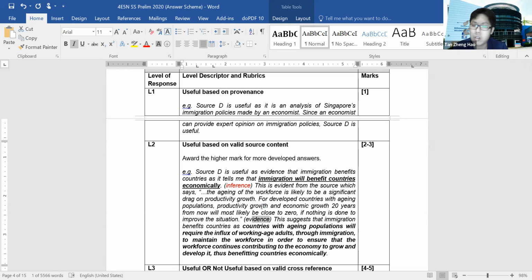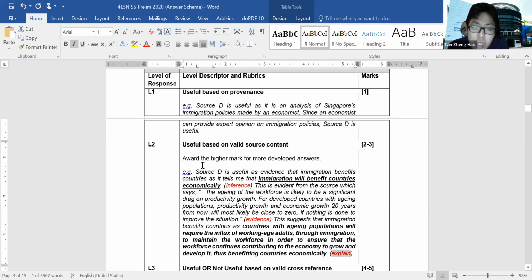Okay, again, I'm not going to spend my time reading everything. If you need to read, feel free to pause the video anytime. Okay, so after the evidence, you must explain what this line means. What does aging population affecting productivity growth mean? What does this constitute for immigration? This suggests that immigration will benefit countries, as an aging population will require the influx of working age adults through immigration. It maintains the workforce in order to ensure that the workforce continues to contribute to the economy and it benefits. So basically, in a nutshell, I'm explaining in my own words why it is beneficial to the economy. So I explain my evidence here. All right.